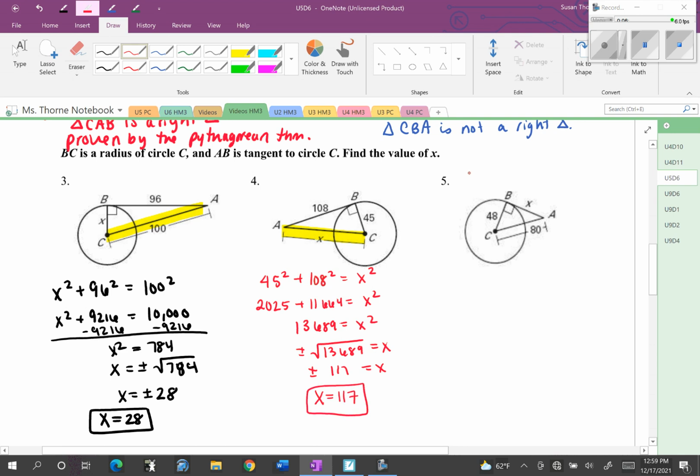Why don't you guys do number 5 on your own? And you can check your work with the online answer key.